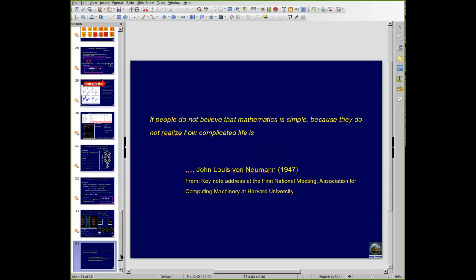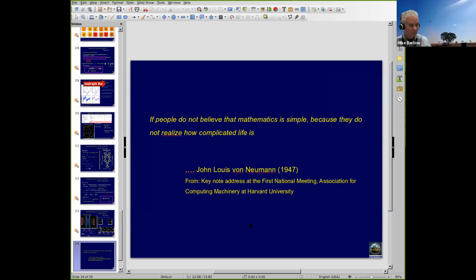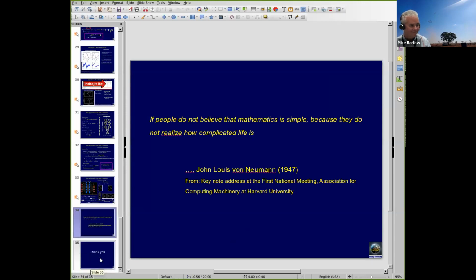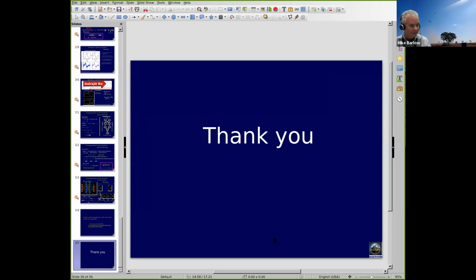Possibly you have had enough of mathematics, and some may be feeling exasperated that I am going into so much detail with the mathematics and technical things. If so, then possibly this quote will help you, from John von Neumann, who is among the greatest computer scientists and mathematicians who worked on computational methods: people do not believe that mathematics is simple because they do not realize how complicated life is. With that, I end my talk. Thank you very much.